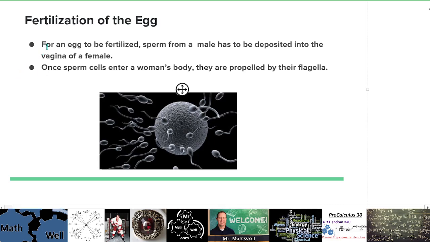Okay. The last sperm. Notes. Blanks. For an egg to be fertilized, sperm from a male has to be deposited into the vagina of a female. There you go.